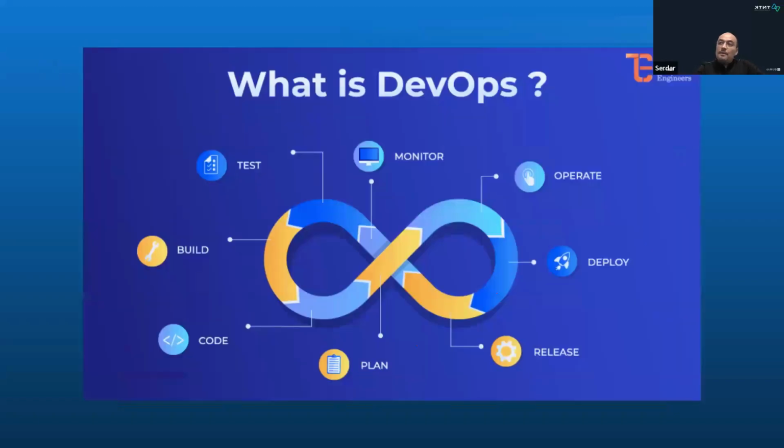Same thing happens in DevOps as well. You have some sort of a process where you do specific tasks. Like in here where it says plan, what else? Operate, deploy the application, and all that stuff. So these might seem like a complicated topic, but it's really not. It's just a process.